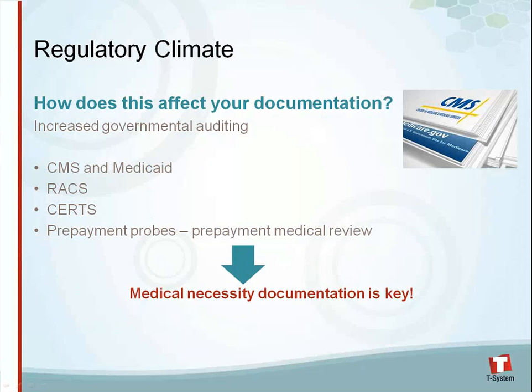Now let's talk about the regulatory climate and how this affects your documentation, and we're going to start really getting into the meat and potatoes of your medical decision-making documentation and medical necessity. Right now, we are seeing increased governmental auditing across the board, just nationwide. With CMS and Medicaid, California Medi-Cal, we have RACs and CERTs, prepayment probes, prepayment medical reviews. We have a couple carriers out there right now that are doing special probe audits of emergency room 99285 visits. And we're starting to see some of that come back, and we're seeing medical necessity denials.